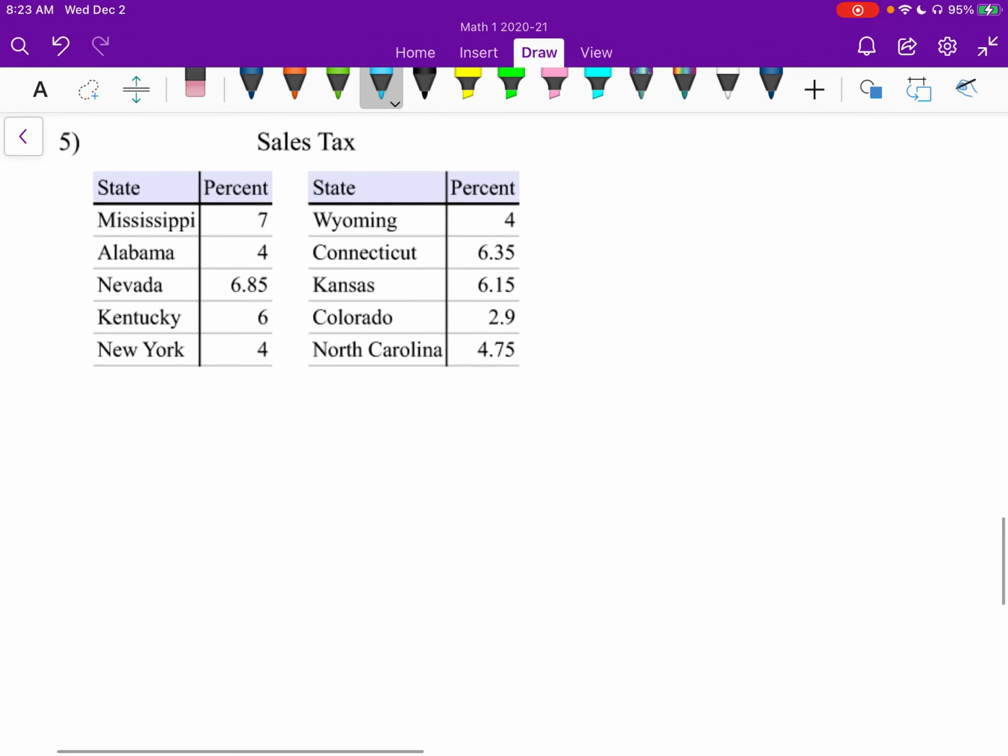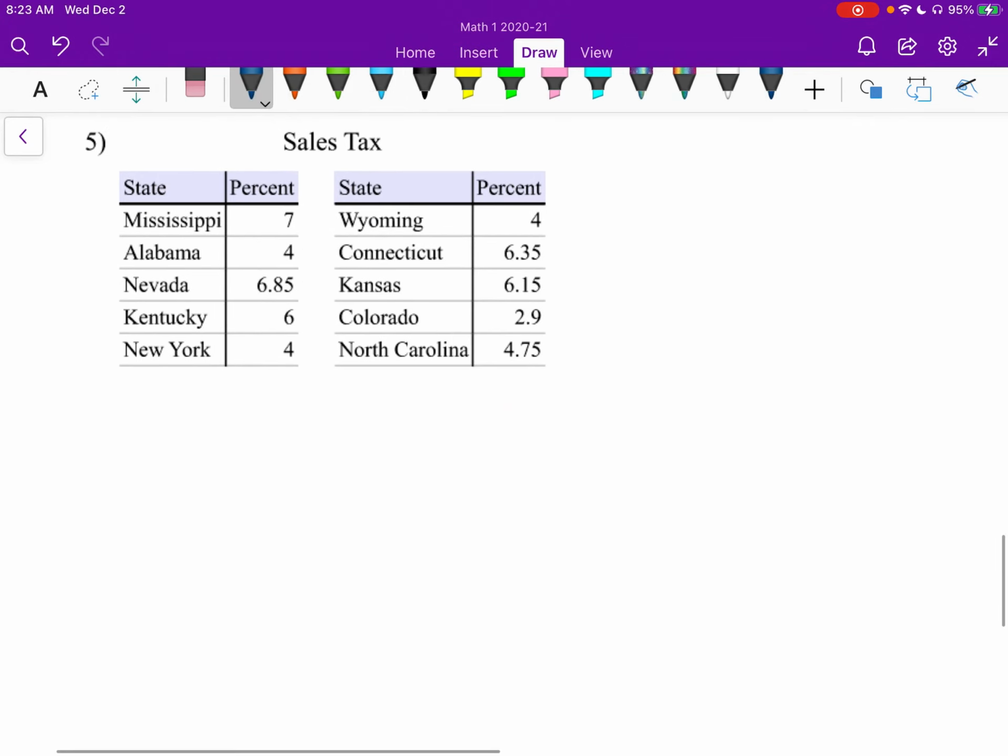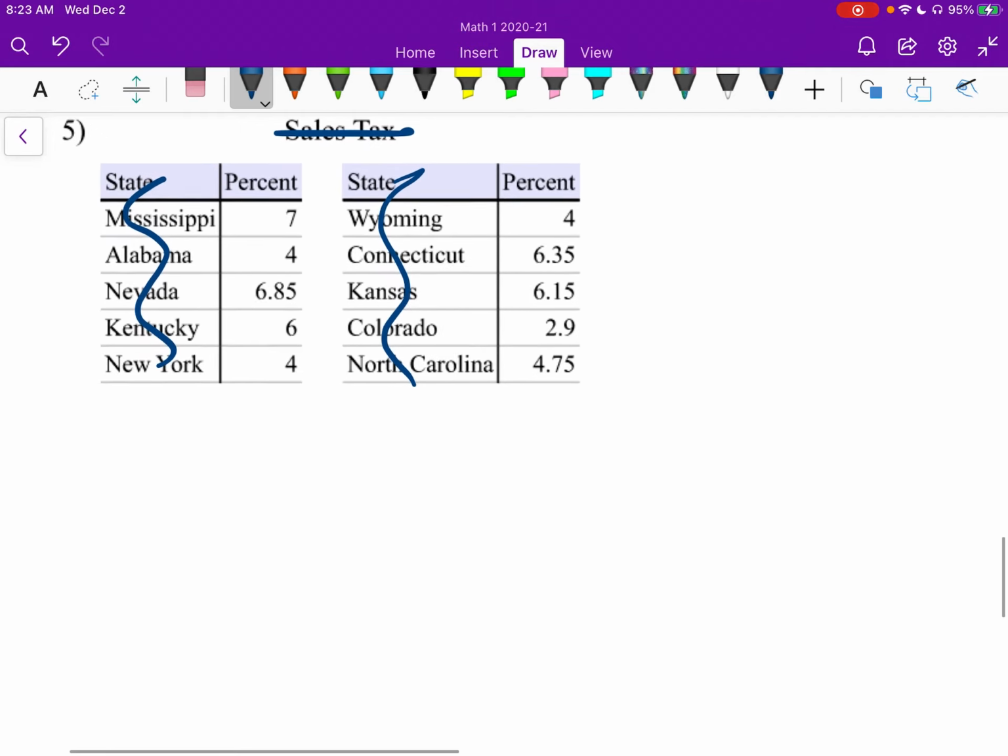Number 5, sales tax. So again, I don't really care about any of this. I don't even care really that the sales tax title. I just care about the numbers that are listed. So I need to put them in order.